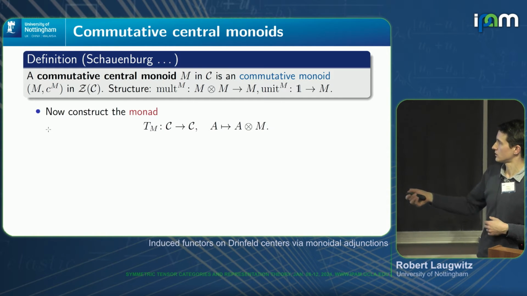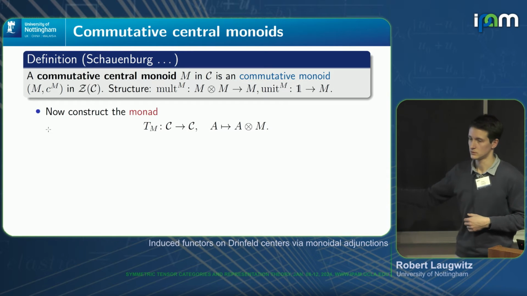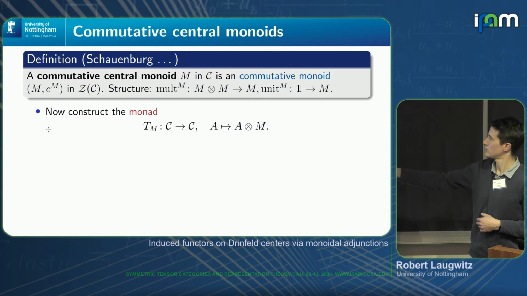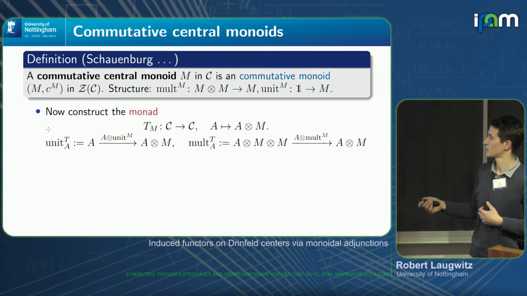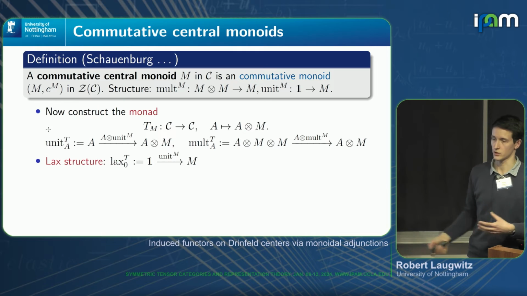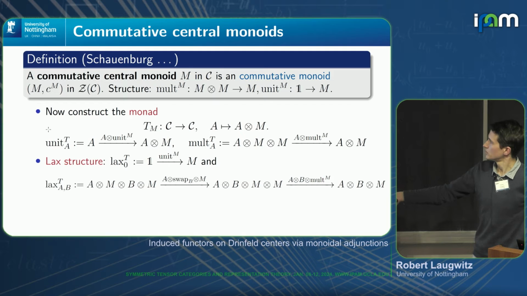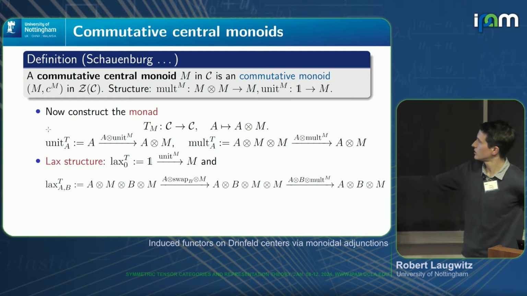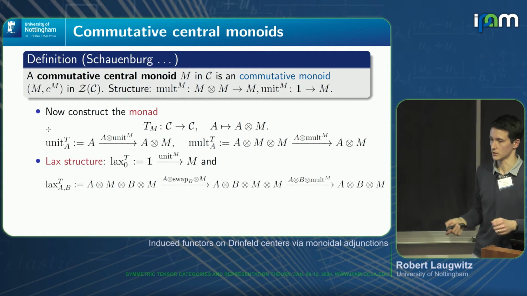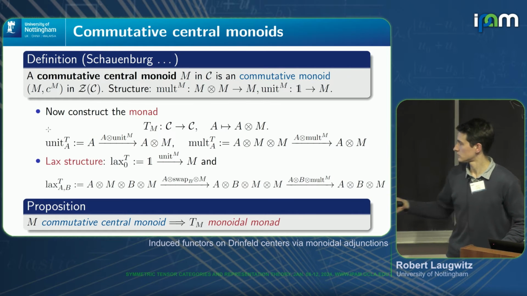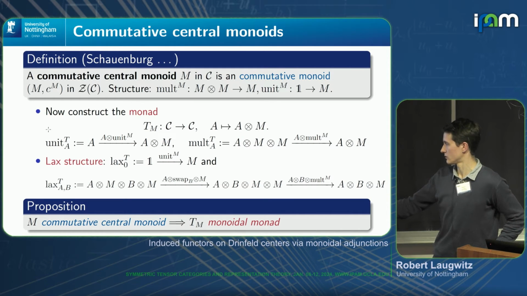Now this can be used to construct a monoid by tensoring. You can just tensor with such a commutative central monoid, and you have a monoidal monad. In fact, because it has a lax structure, one can write it explicitly here, but maybe this is a technical detail. Because we have a half braiding, which I'm actually writing with C here, so that's a bit of a mismatch of notation, you can use the half braiding and the multiplication to produce a lax monoidal structure for the monad. And one can show that if you have such a commutative central monoid, in fact, Tm becomes a monoidal monad.